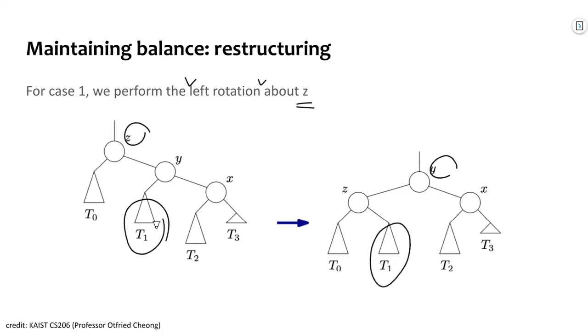And because all the nodes have larger values than Z, because it was on the right side, and because the values of T1 are larger than Z, we can put it on the right subtree after left rotation, like this. Okay? So this is how we are going to maintain the height balance.